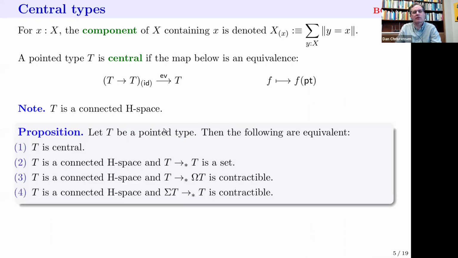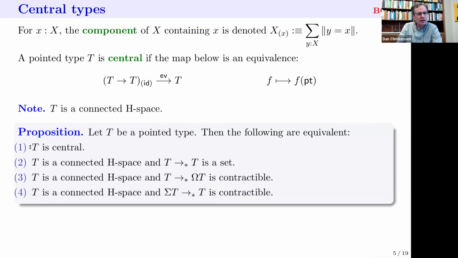And then the proposition gives these 4 characterizations of central types. The first one is centrality, and then the next three all have that T is a connected H-space, and then a different extra condition. We can take that the pointed self-maps form a set, or that the pointed maps to the loop space are contractible, or I can adjoint the loops to the suspension and get that that's contractible. Those are all equivalent. And I can give you a little sketch about why that's true.